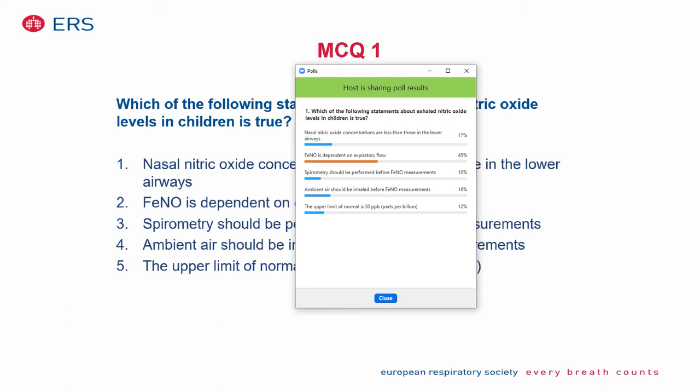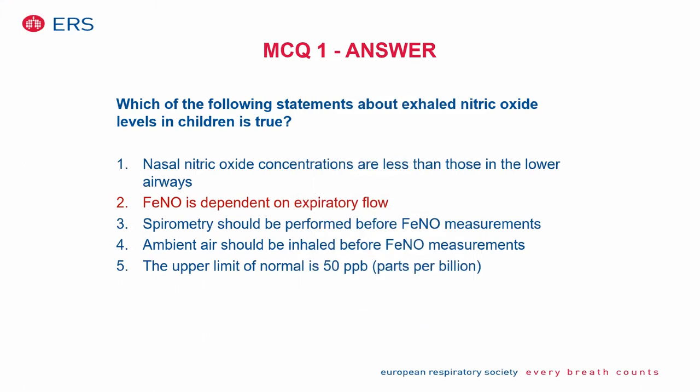Results. Okay. Thank you very much for these answers. I think most of the people have answered correctly, that FeNO is dependent on the expiratory flow. For the first question, the nasal nitric oxide concentrations in the nose are much higher than in the lower airways. The third answer is that spirometry should not be performed before FeNO, because you will have false values. Not ambient air, but NO-free air should be inhaled, and the upper limit of normal in children is somewhere between 15 and 25, as I will show you.